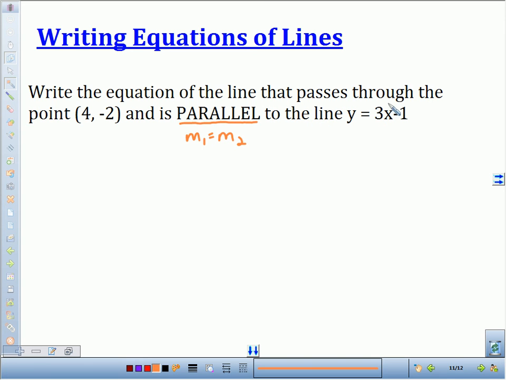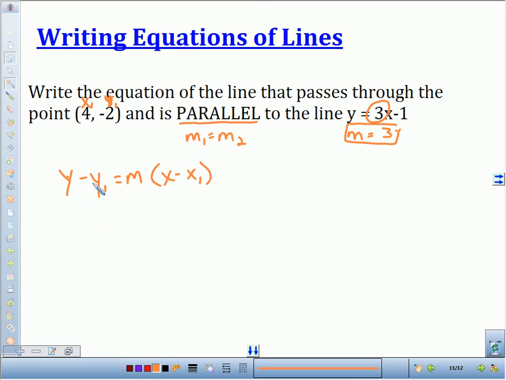That means that the slope of 3x minus 1, 3, has to be equal to the slope of our new line. So since the first slope was 3, our slope is also going to be 3. So in a way, we were told the slope of the line. We were just given it as a puzzle we had to figure out. We were given the point (4, -2), so we have x1 and y1, which means we are ready for point slope form. So point slope form says y minus y1 equals m times x minus x1.